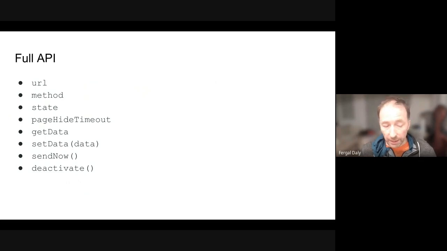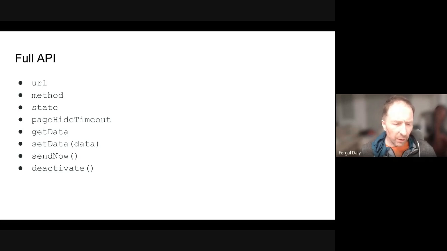Get data gets your data back again. Set data updates your data. Send now says, yep, send this now, just don't wait till later. Beacon is only ever sent once. So if you send now, it means it won't be sent again later on, and that would change the state.